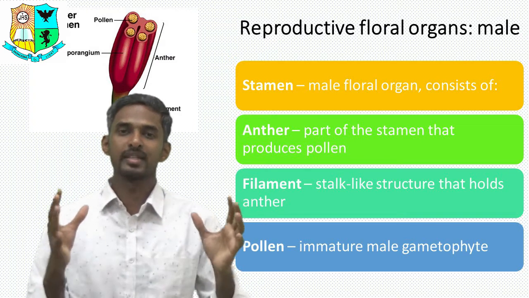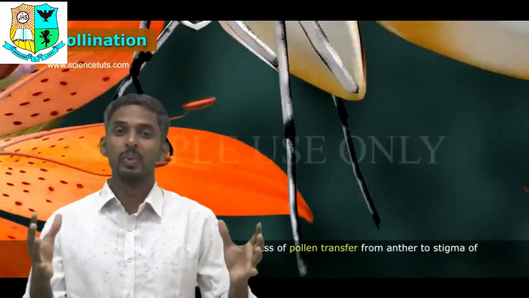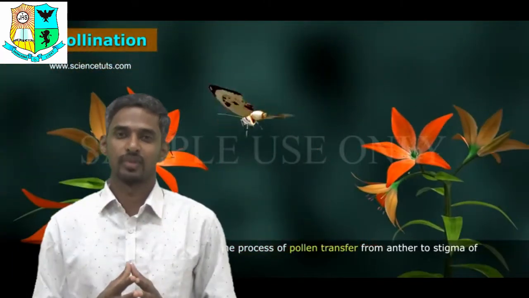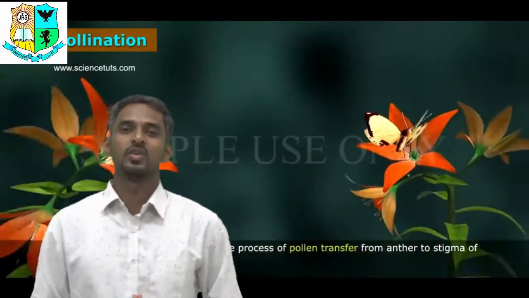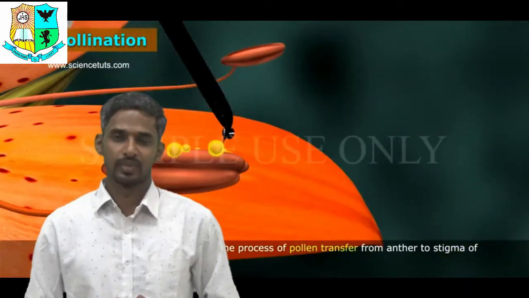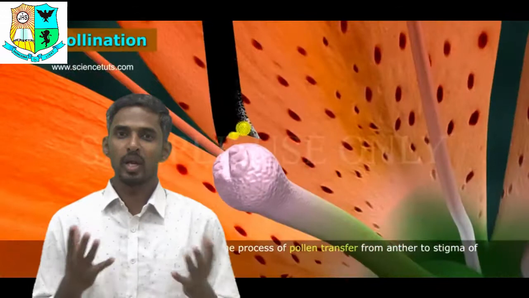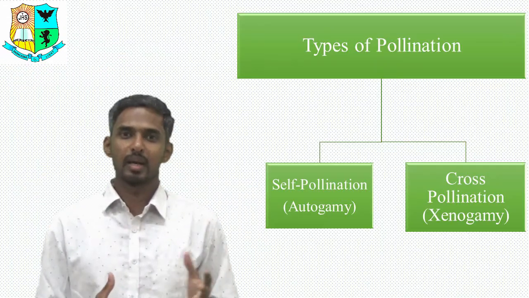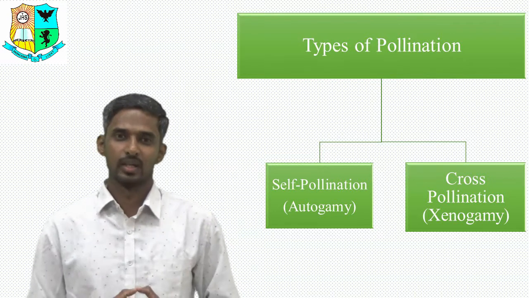Now they are not in the same place. Now if you want to get the fruit, you should bring these two gametes together, and the process of bringing these together is called pollination. Now how does this pollination take place? Pollination can take place either by self-pollination or cross-pollination.